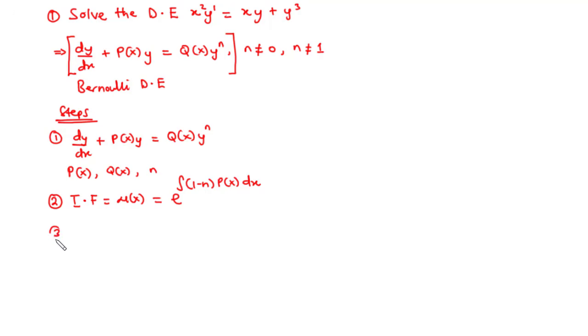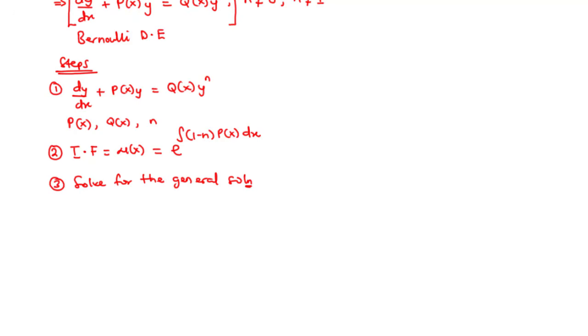And then thirdly, what you are going to do is to solve for the general solution. So these are the three main steps we are going to follow as we solve a Bernoulli differential equation. Now, we are given our first example here. We are asked to solve the differential equation x squared times y prime equals x times y plus y cube. So let's try to solve this example together.